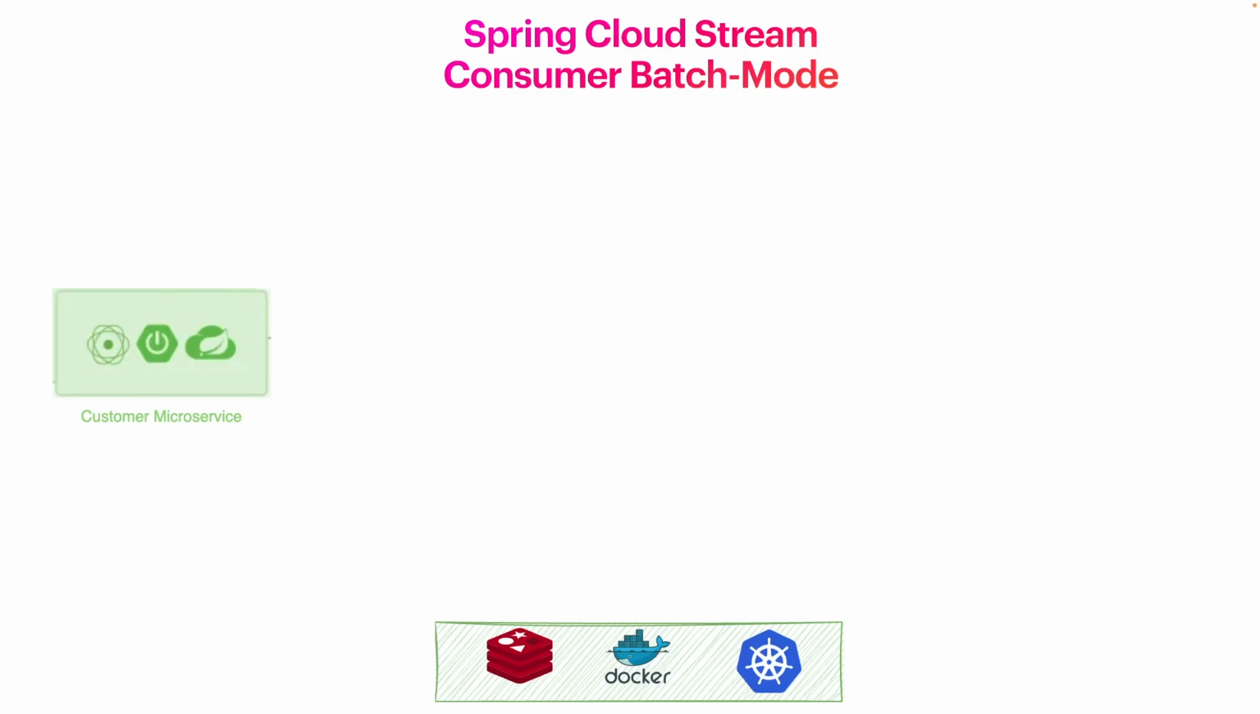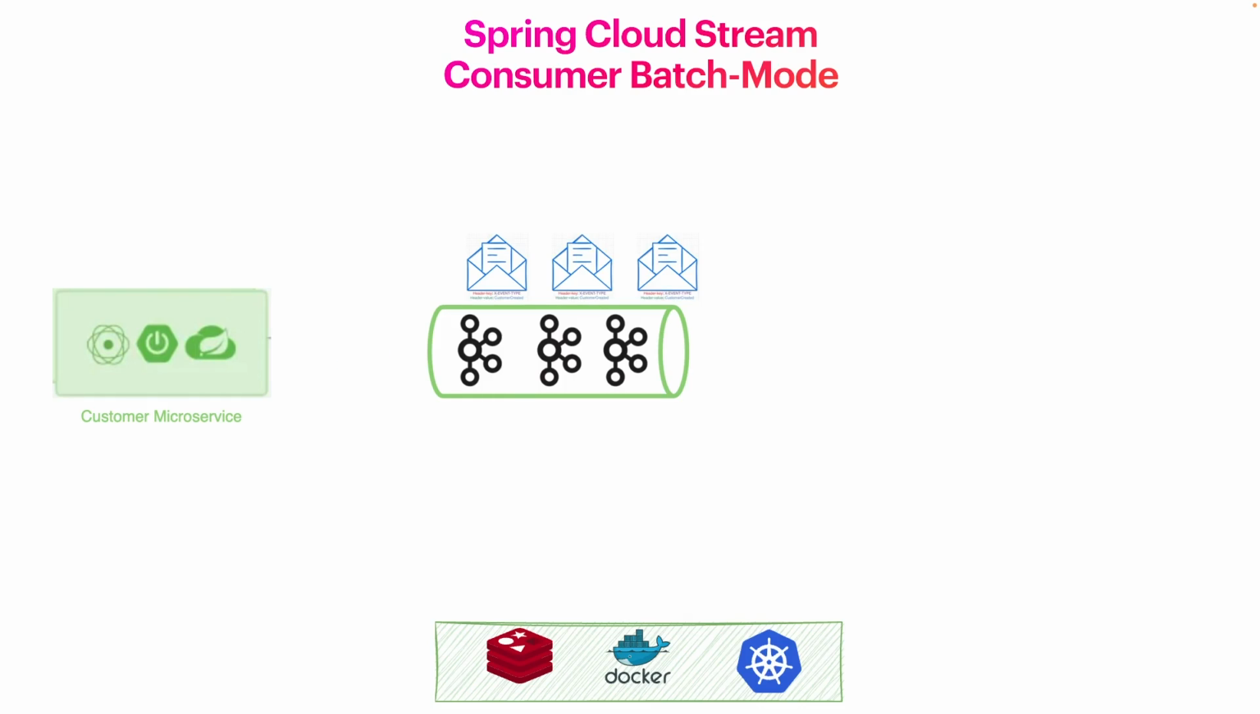So guys, we have here our customer microservice, and we have also Apache Kafka as our streaming or messaging middleware system. So we have here a Kafka broker. Our customer microservice produces messages to a Kafka topic. So far so good, guys.